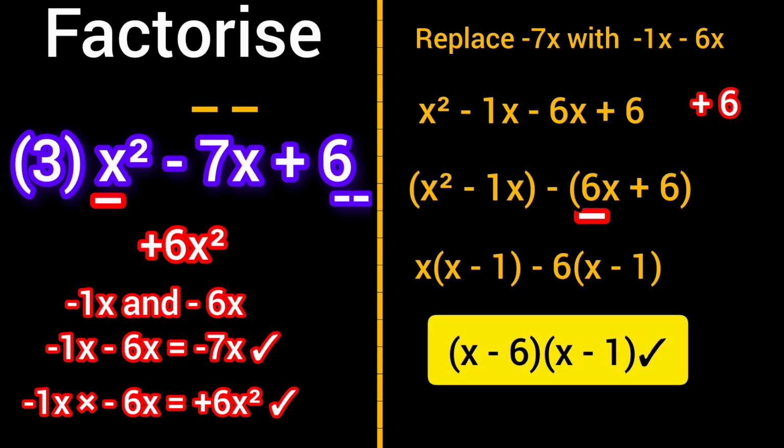Then we pick x minus 6 and we pick x minus 1. And that is the factorization of x squared minus 7x plus 6, which is equal to open bracket x minus 6, close bracket, and open bracket x minus 1, close bracket. Thank you. I hope you understand.